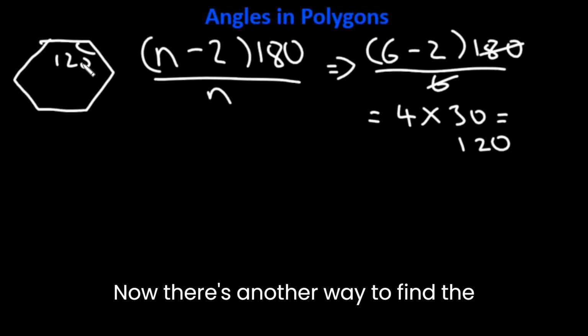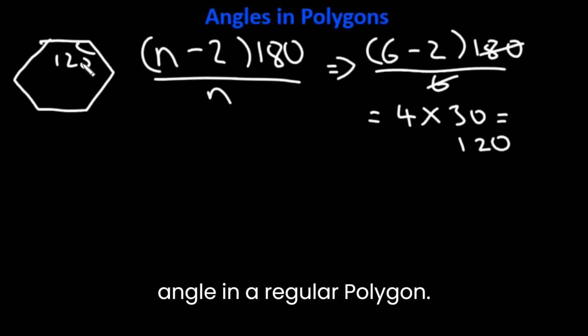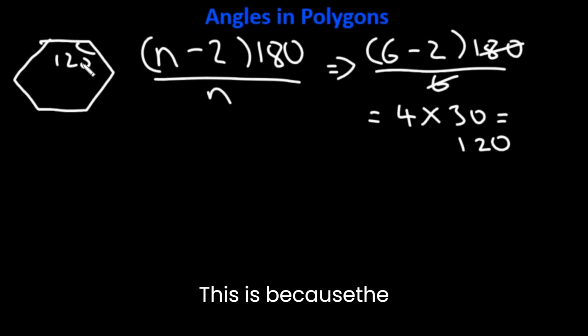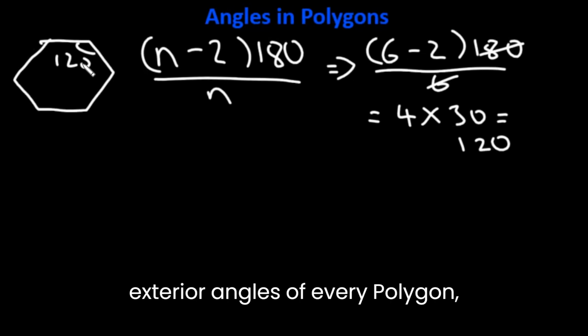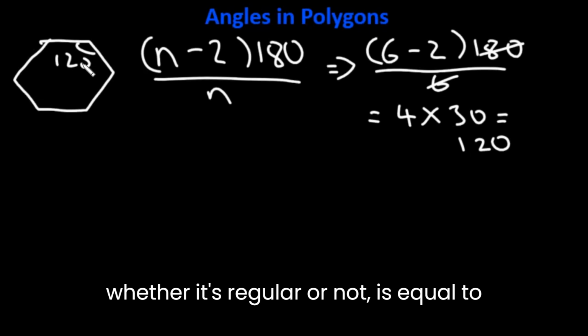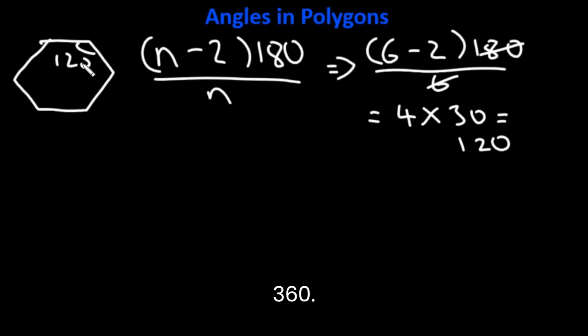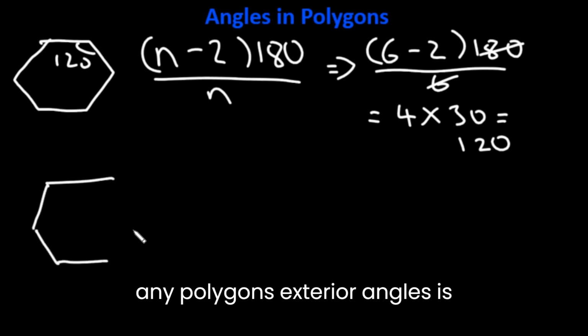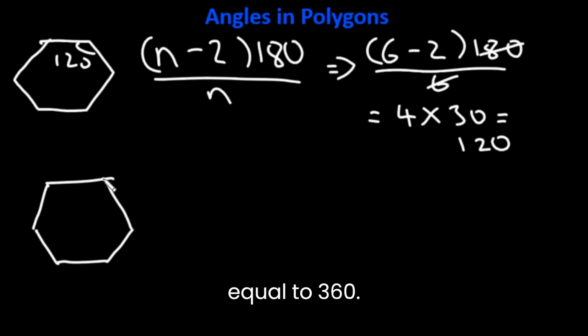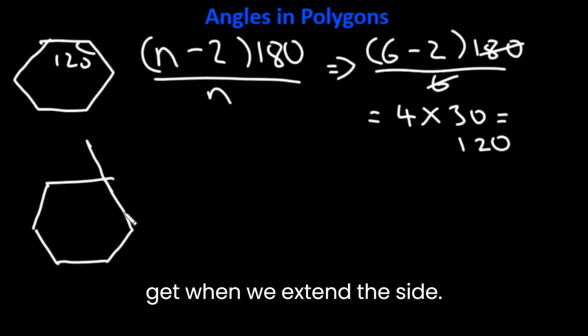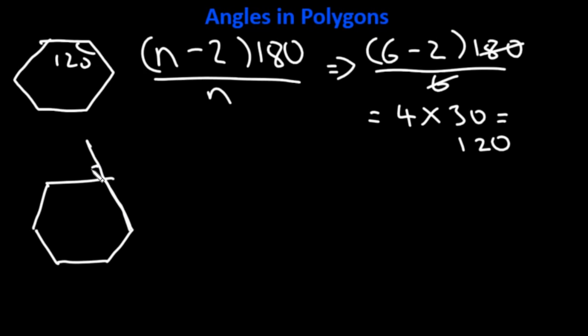Now, there's another way to find the angle in a regular polygon. This is because the exterior angles of every polygon, whether it's regular or not, sum to 360. So, the sum of any polygon's exterior angles is equal to 360. You're probably wondering what an exterior angle is. An exterior angle is what we get when we extend a side and we get this angle. So it's whatever that angle is.